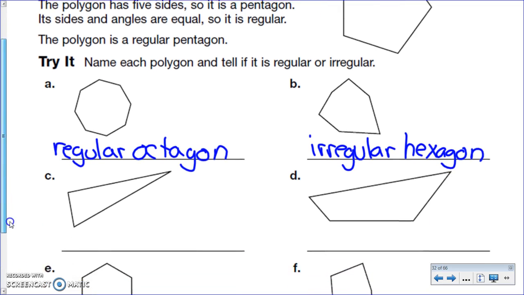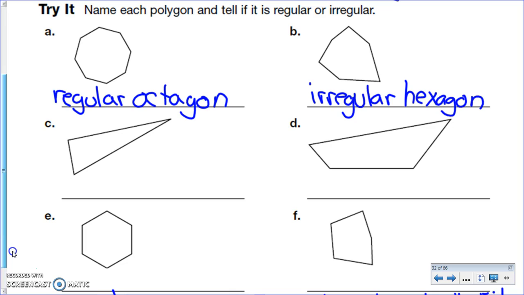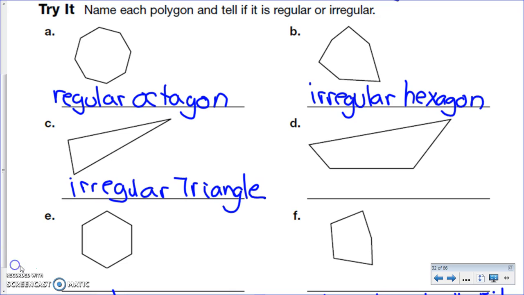For C, we have a triangle, and we know looking at it that all 3 sides are not the same length, so we have an irregular triangle. For D, we have a 4-sided shape, so we know it's a quadrilateral. We can tell by looking at it that the 4 sides are not the same length, so we have an irregular quadrilateral.